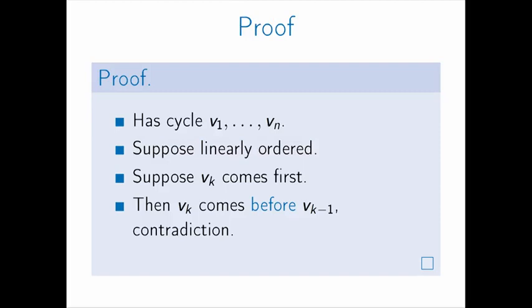Let's take a look at the proof here. Suppose that our graph has a cycle, v1 through vn, everything connected up in order. And suppose that additionally we can linearly order this graph. Well, if you linearly order these things, there are finitely many, so one of them needs to come first. Suppose that vk comes first in this order. But now we're putting vk before vk minus 1, and vk minus 1 points to it. So we have an arrow pointing in the wrong direction, which gives us a contradiction. So if we have a cycle, we cannot be linearly ordered.